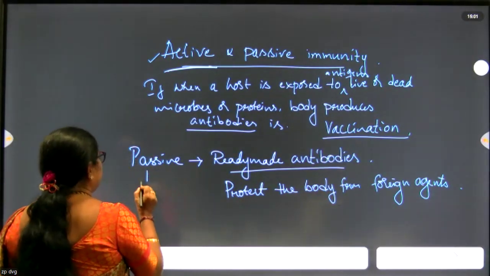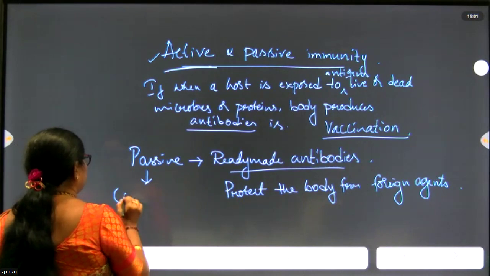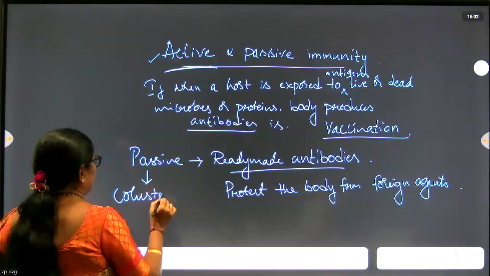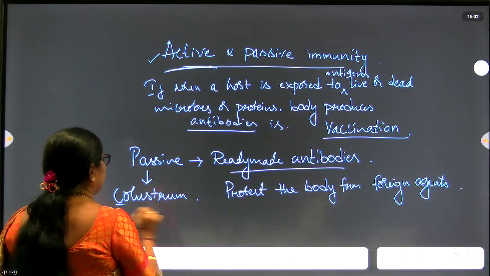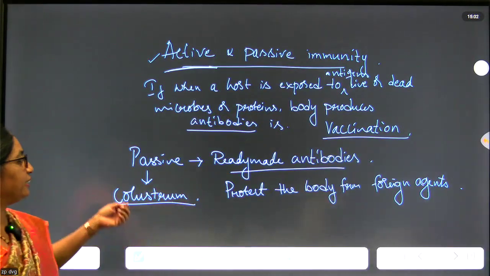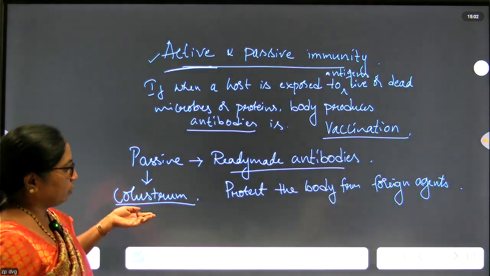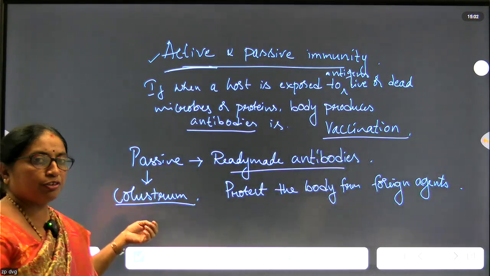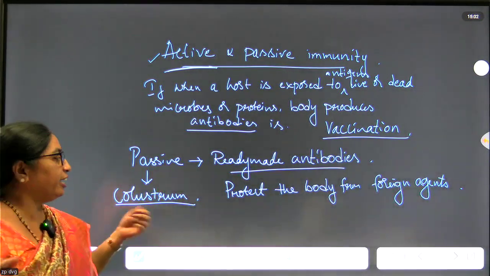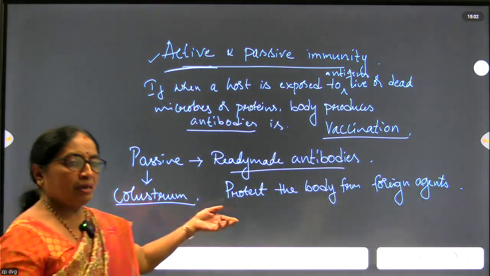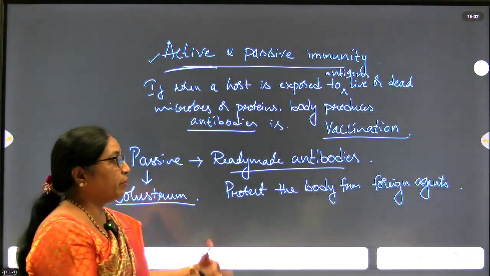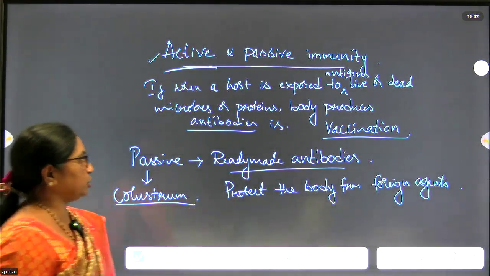The best example is the colostrum, that is mother's milk fed to an infant, which can be an example of passive immunity, which is nothing but the ready-made antibodies which are transferred from the mother's body to the infant's body. So that helps in protecting the body of the baby from the various antigens.